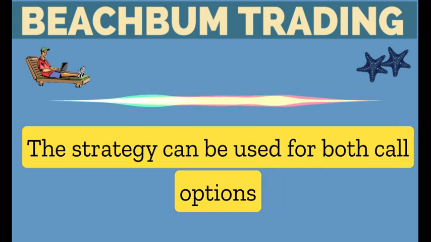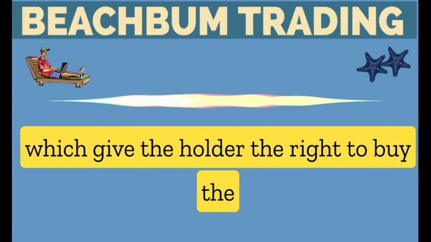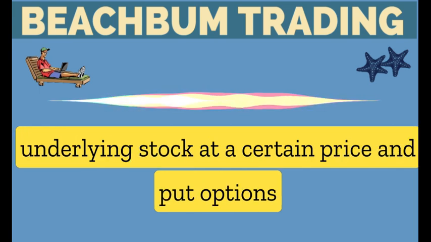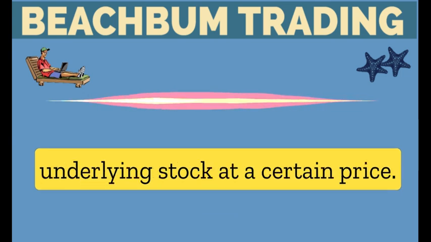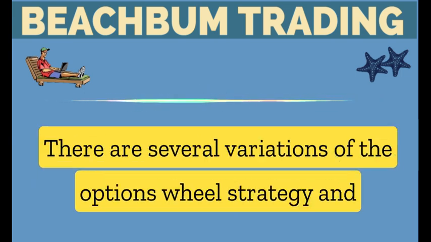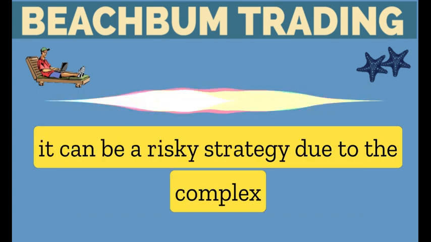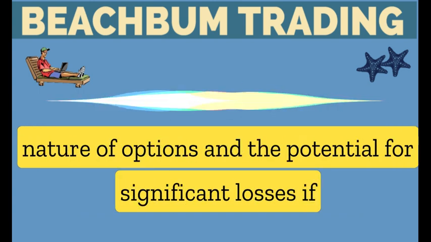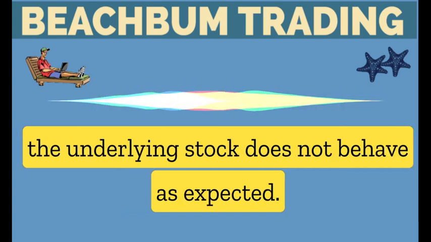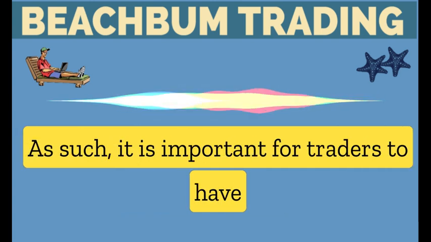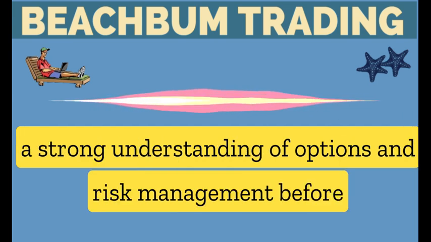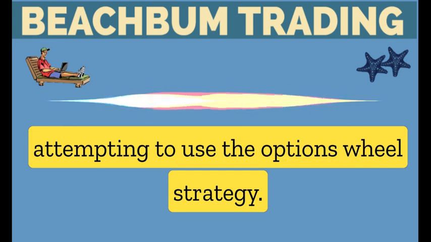The strategy can be used for both call options, which give the holder the right to buy the underlying stock at a certain price, and put options, which give the holder the right to sell the underlying stock at a certain price. There are several variations of the options wheel strategy, and it can be a risky strategy due to the complex nature of options and the potential for significant losses if the underlying stock does not behave as expected. As such, it is important for traders to have a strong understanding of options and risk management before attempting to use the options wheel strategy.